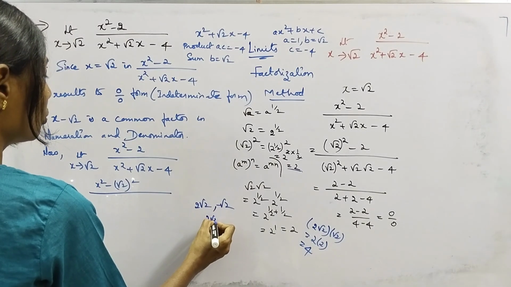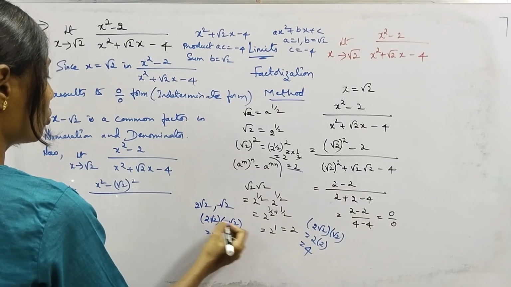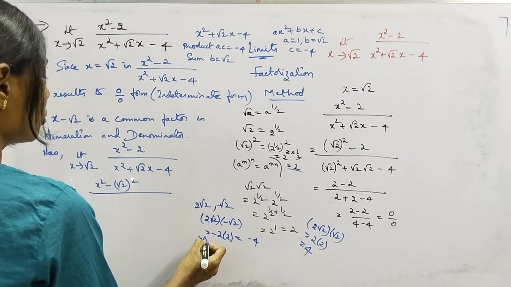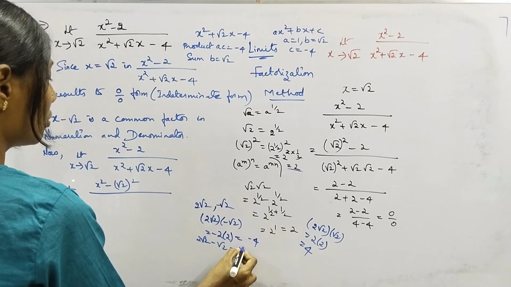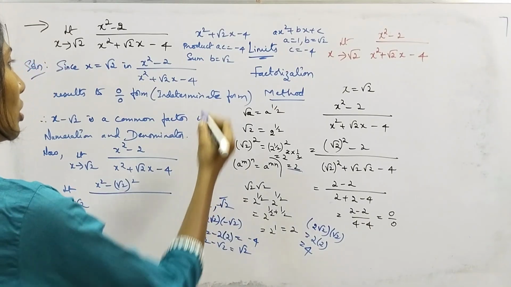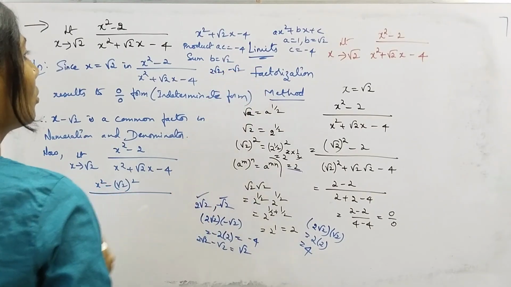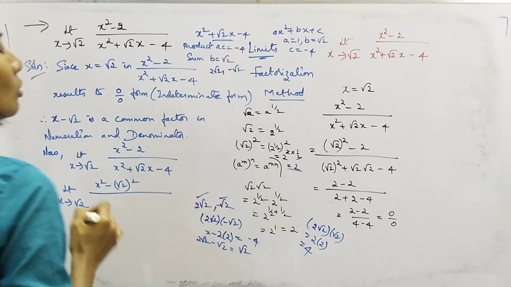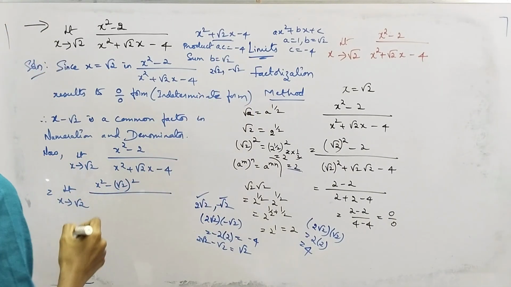2 root 2 into minus root 2 gives minus 2 into root 2, which is 2, so minus 4, and 2 root 2 minus root 2 gives 2 root 2 minus 1 root 2, which is just root 2, right? Fine. So these are the two numbers we need. Now let's split this root 2x with the help of these two numbers.